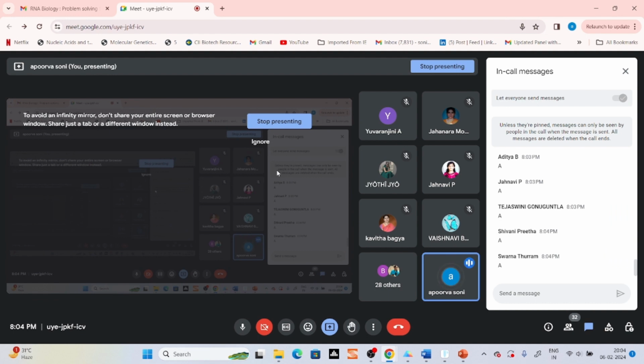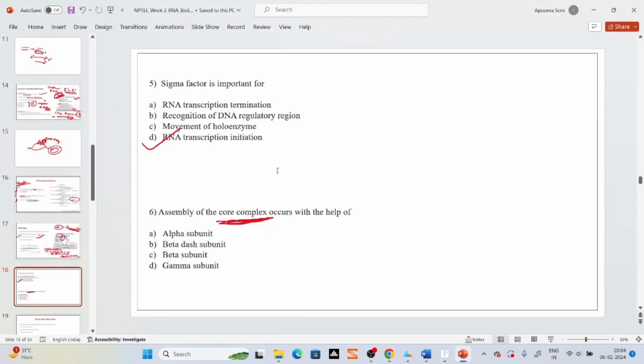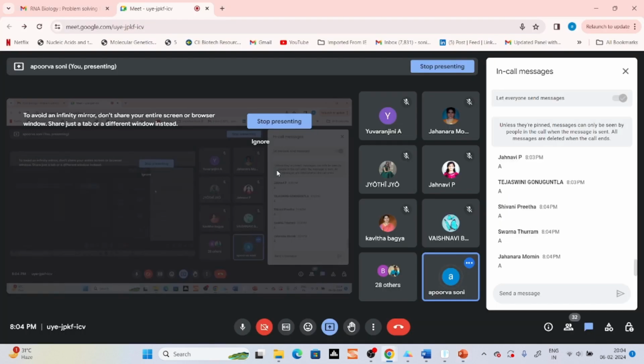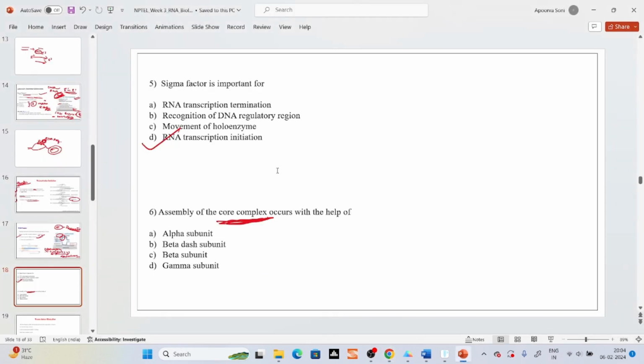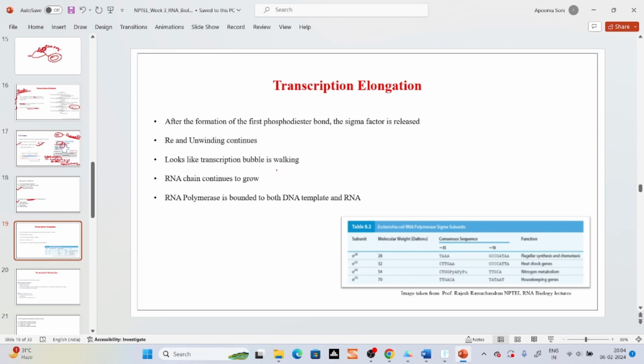So Aditya, Janvi, Tejaswini, Shivani, Swarna, they all have answered A, that is alpha subunit. Jehanara, okay, yes, the correct answer is A. Alpha subunit is responsible for the assembly of the core complex. Fine. Now we'll move to transcription elongation.